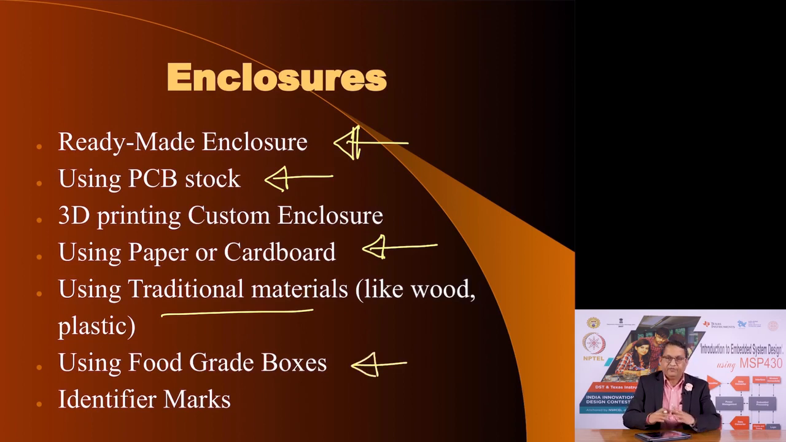And once you have put your circuit inside these boxes, whichever approach, you must put identifier marks so that you know if there is a terminal here, if there is a wire entering at this point, what this wire is for. So that if there is a jack, maybe a connector that you have to connect, you should know what that connector is for, so that you don't by mistake insert a wrong connector. So putting identifier marks on your enclosure is very important.